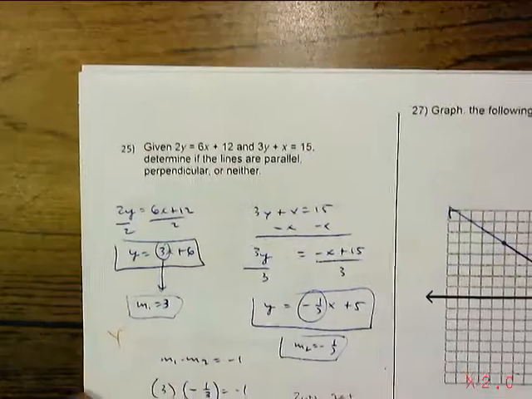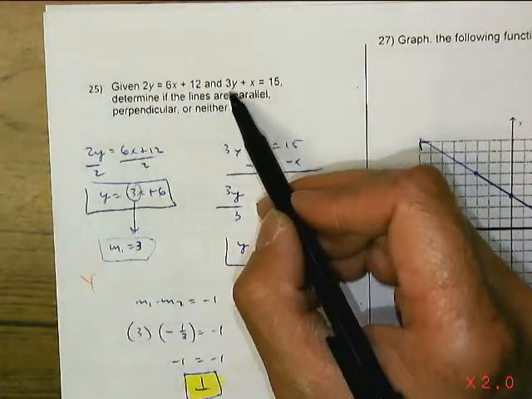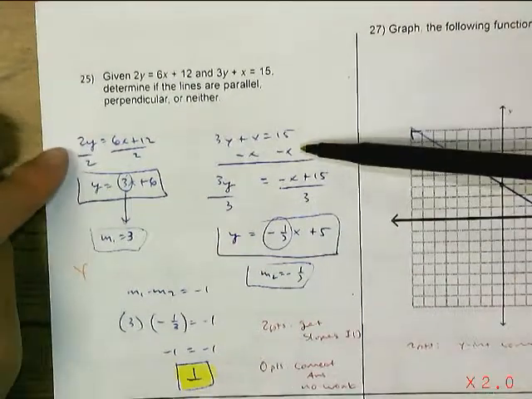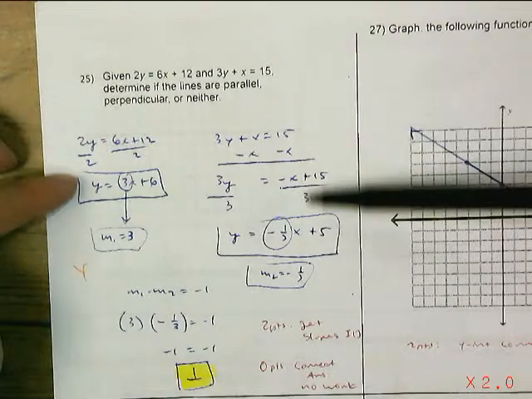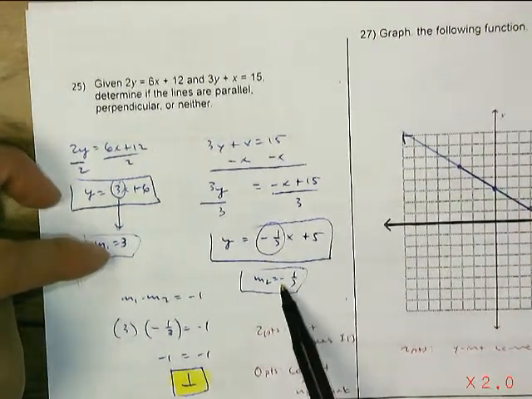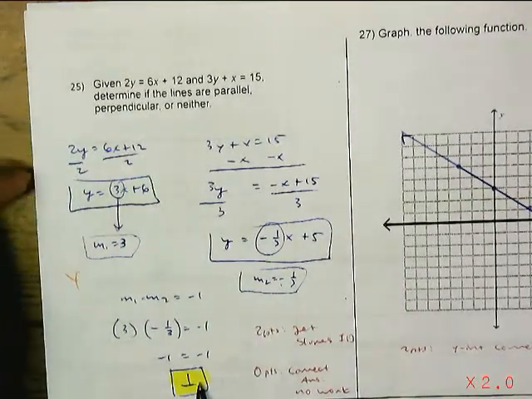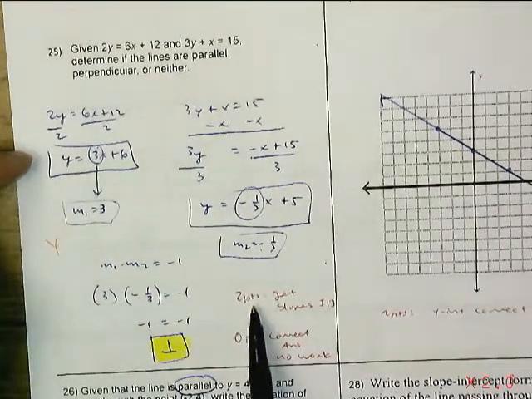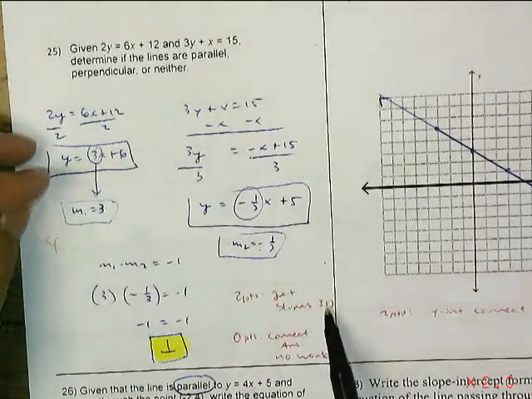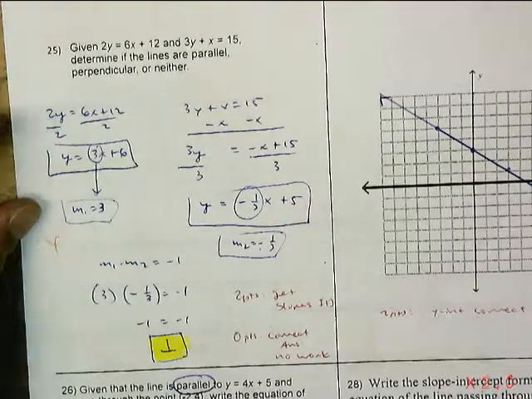Question number 25. Given 2y equals 6x plus 12 and 3y plus x equals 15, determine if the lines are parallel, perpendicular, or neither. So you just take each of those equations, put them in slope-intercept form, and identify your slopes. So I have a slope of 3 and -1/3. Those slopes are negative reciprocals of each other, so therefore they're perpendicular. I did give you partial credit on this problem. If you got the two slopes, I gave you 2 points, but if you couldn't identify what to do with it, and I gave you 0 points if you had the correct answer, meaning you guessed but it had no work.